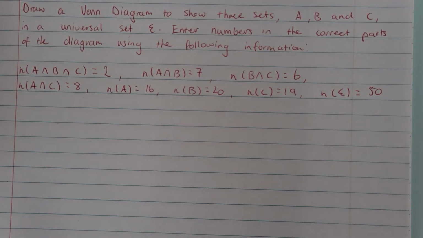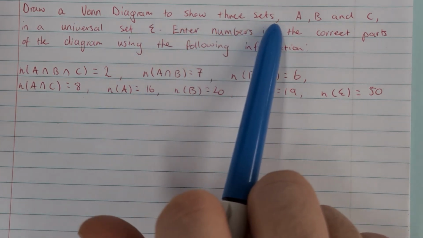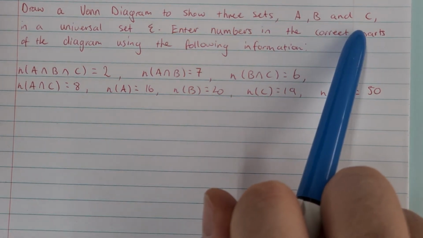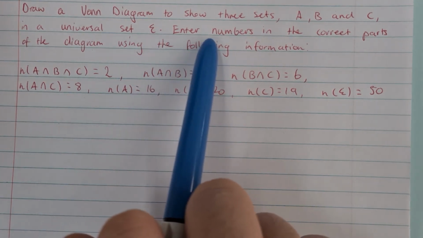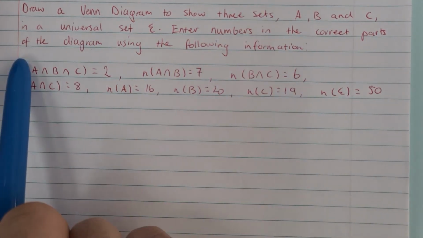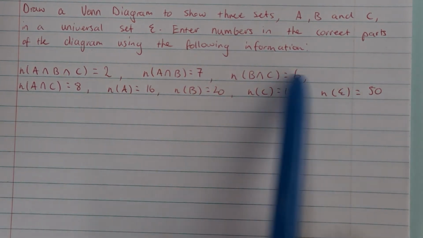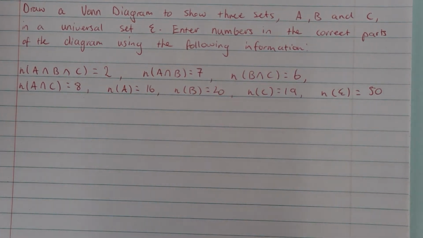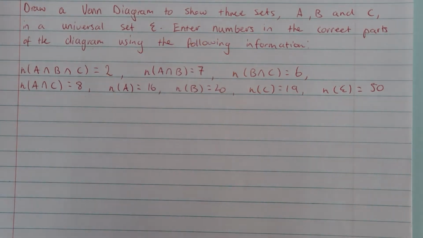The next question asks us to draw a Venn diagram to show three sets. We've got A, B, and C in a universal set E. We want to enter the numbers into the correct parts of the diagram using the following information, and that's the information we've got there. So I'm going to see if I can draw this quite large so we can see it.